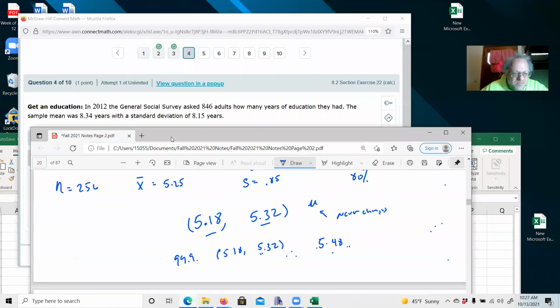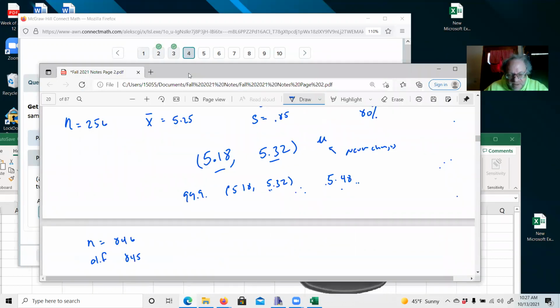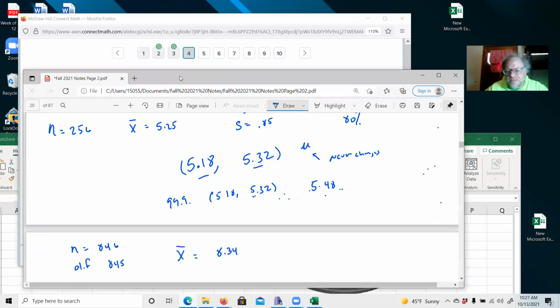I don't have that on my chart. Okay. The average was 8.34. So my X bar, right, that is 8.34. And the standard deviation was 8.15 years. So standard deviation, oops, not that. This is 8.15.